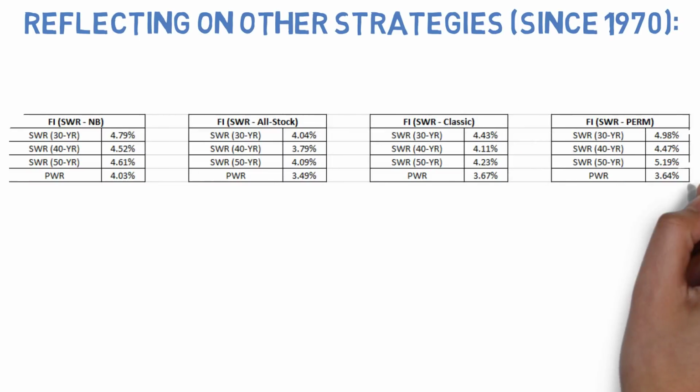It had higher 30, 40, and 50-year safe withdrawal rates than the all-stock strategy and the classic 60/40 strategy. And it had the highest perpetual withdrawal rate among the strategies we've covered so far during that stretch, and even managed to beat out the permanent portfolio's 40-year safe withdrawal rate, though it did lag behind the permanent portfolio in terms of 30 and 50-year safe withdrawal rates. Which is actually an interesting thing to note, because as we saw in the video covering the permanent portfolio, maintaining a high safe withdrawal rate was not its strong suit.